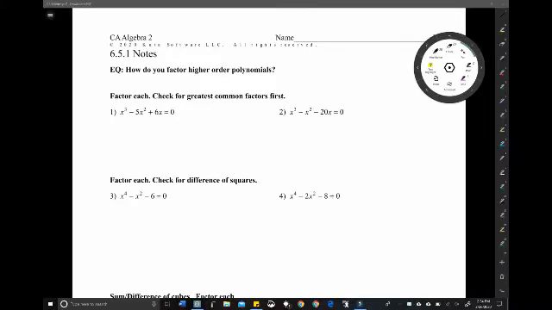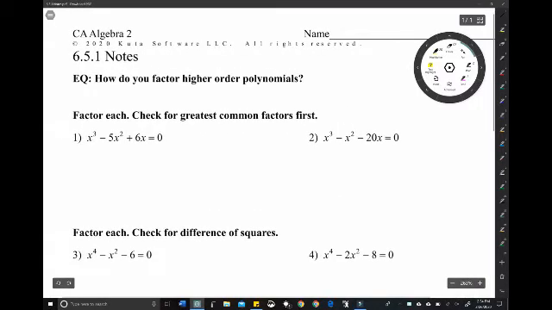Welcome to lesson 6.5.1, part 1. How do you factor higher order polynomials?